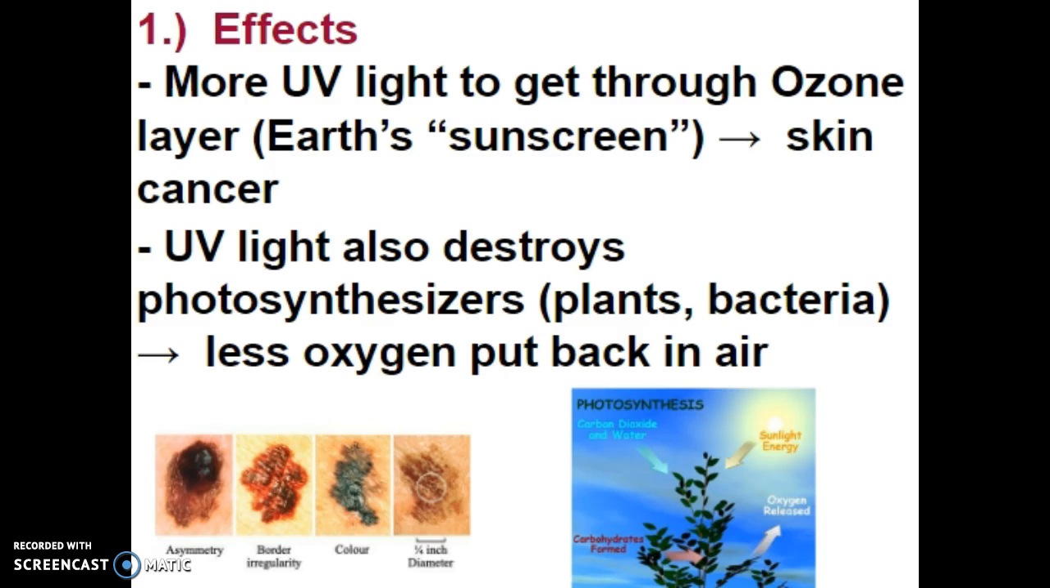Ultraviolet light can destroy plants and bacteria. Again, every living thing has a range of tolerance of conditions that it can handle. If plants can't perform photosynthesis correctly, then there's going to be less oxygen put back into the air. Also, from a human standpoint, the more ultraviolet light that gets through to the surface, that can actually mutate our skin cells and cause skin cancers like melanoma.